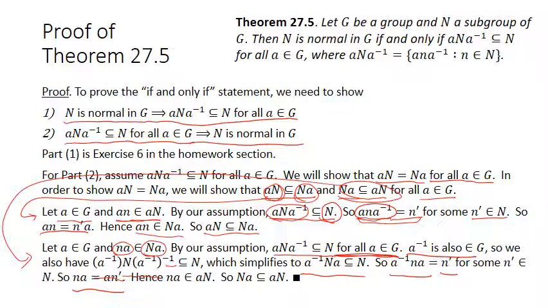And so what we've shown in this paragraph right here, we started off by assuming we had something in Na, and then we showed that thing was also in aN. So that means that Na is a subset of aN. Okay, so we've shown that aN and Na are subsets of each other, and that means that they must be equal. Okay, so that is this proof, and again, part 1 is an exercise.